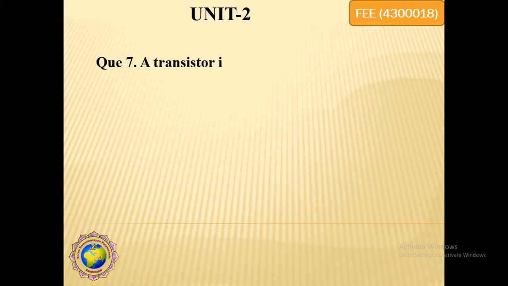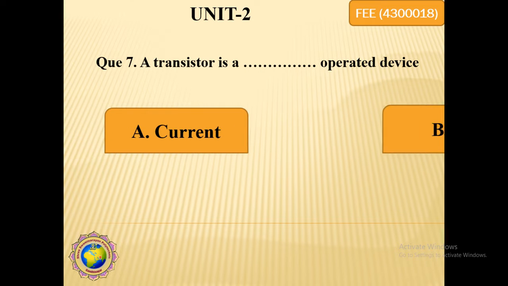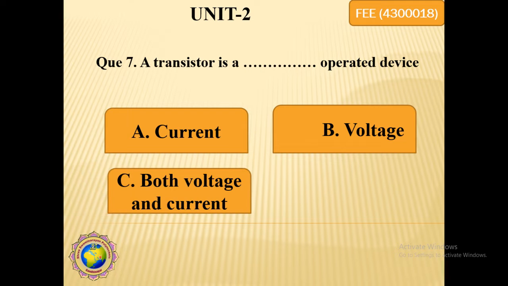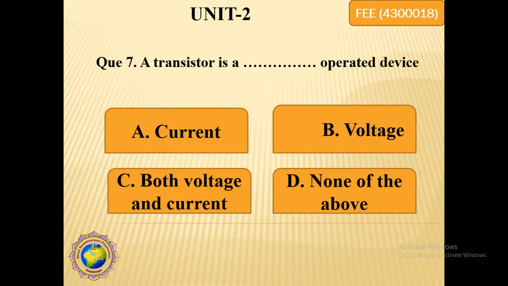Question 7. A transistor is a dash dash dash operated device. A, current operated device; B, voltage operated device; C, both voltage and current operated device; and D, none of the above.